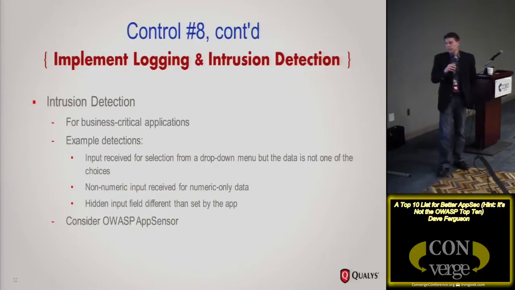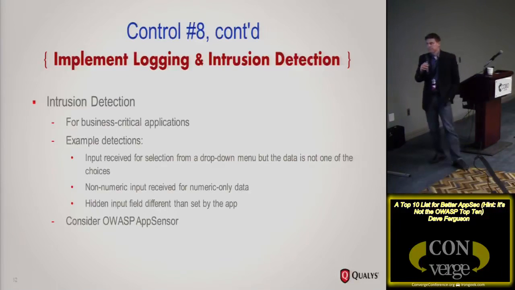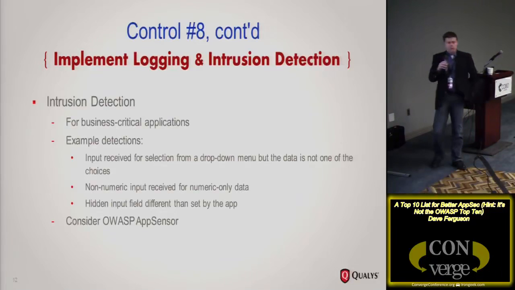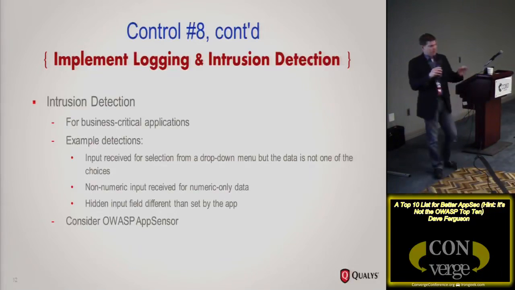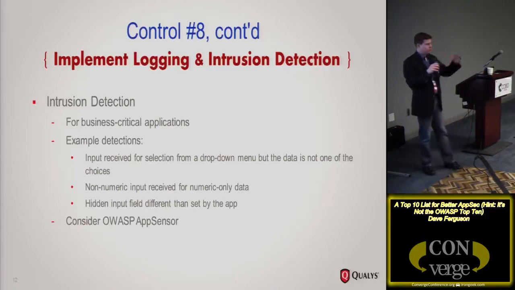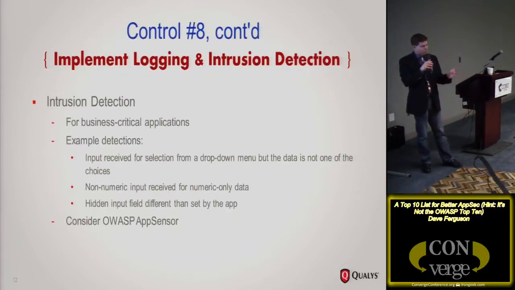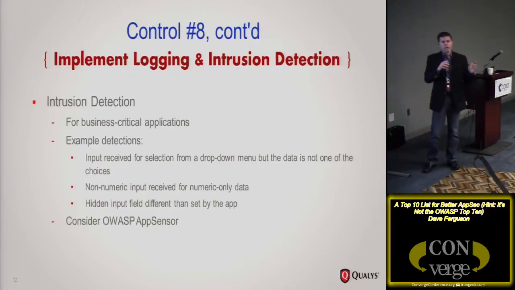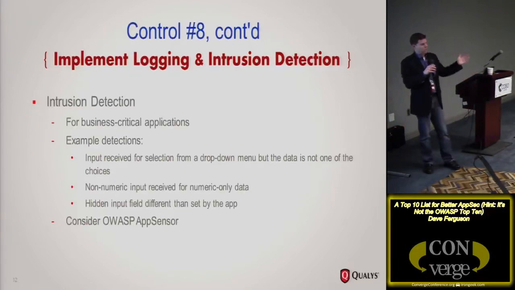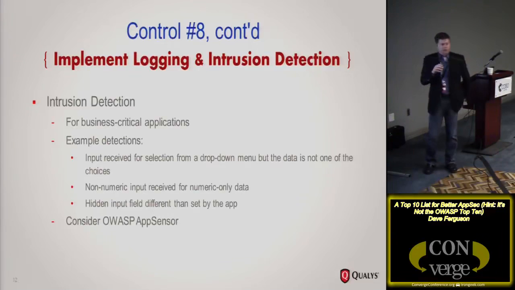There are 3 examples I have up here. One would be if your application receives input that comes from a drop-down menu in the web page, but the input received is not one of the choices in the drop-down menu. A normal user would never do that. But someone testing your application or looking for weaknesses is going to try to exploit that by sending in different data for that particular parameter. So that's a clue that maybe this application is being attacked by this user, and you could block that, kill their session, or do something else.